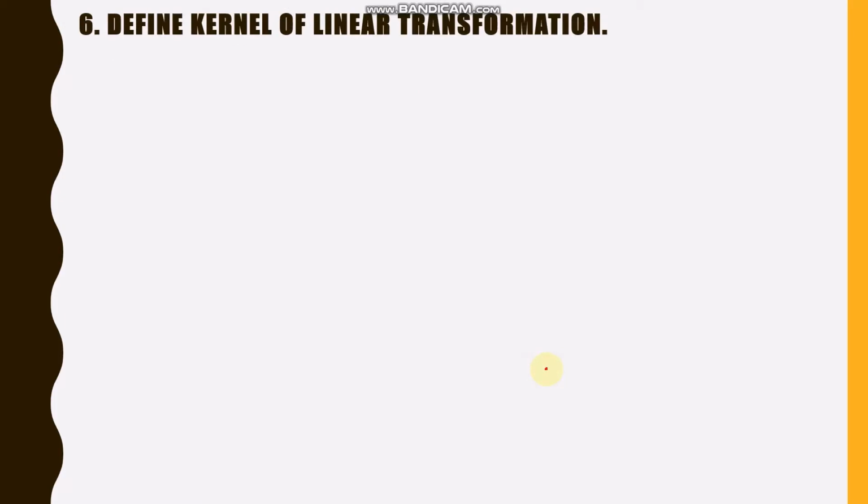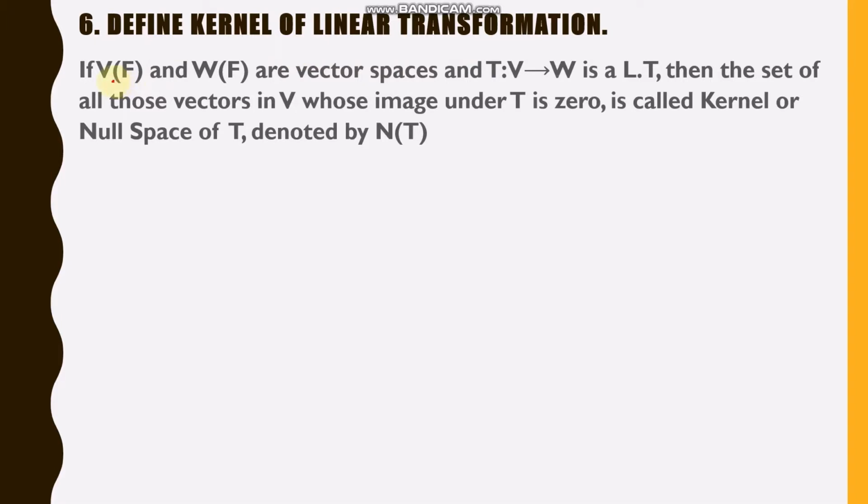Next question. Question number 6. Define kernel of linear transformation. So kernel is the set of those elements whose image is 0. If there are two vector spaces V and W, and T from V to W is a linear transformation, then the set of those vectors in V whose image under T is 0 is called the kernel or null space, and it is denoted by N of T. Mathematically, in set form, it is given like this: all those elements v of V such that T of v is 0. So this is the kernel of a linear transformation.